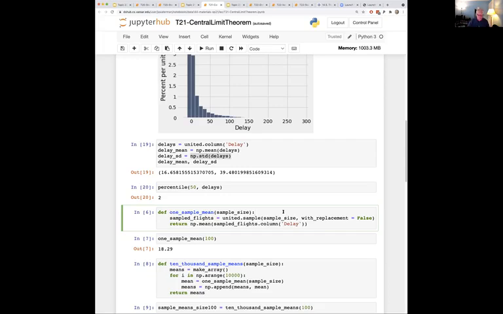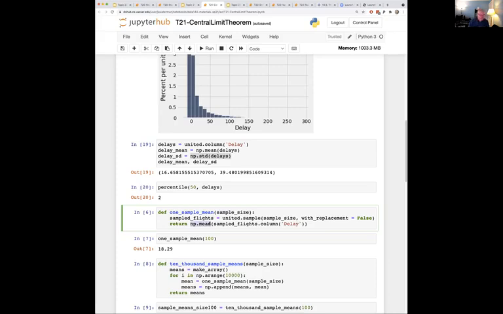Okay, and so what we're going to do here is write a little generic helper function that will calculate one statistic, one sample mean, from any given sample size. And how do we do that? It's the same thing that we've been doing for weeks now. We're going to take a sample of our sample size without replacement, and that's going to be our sample flights, and then we compute the statistic on our delay column. So we're taking our random sample, and then computing our statistic, which in this case is just going to be the mean.